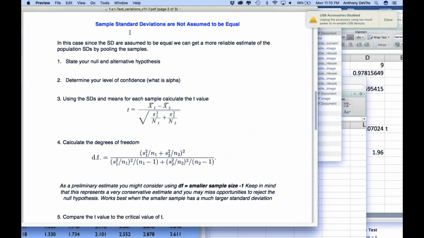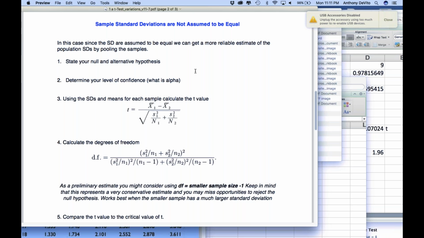This is the formula that we would use if the standard deviations are assumed not to be equal. Well, when might you assume that they're not equal? You might assume that they're not equal if the standard deviation of one group is, say, twice the standard deviation of the other group. If each one of them is not twice the other, but within that range, we probably would use the pooled standard deviation.